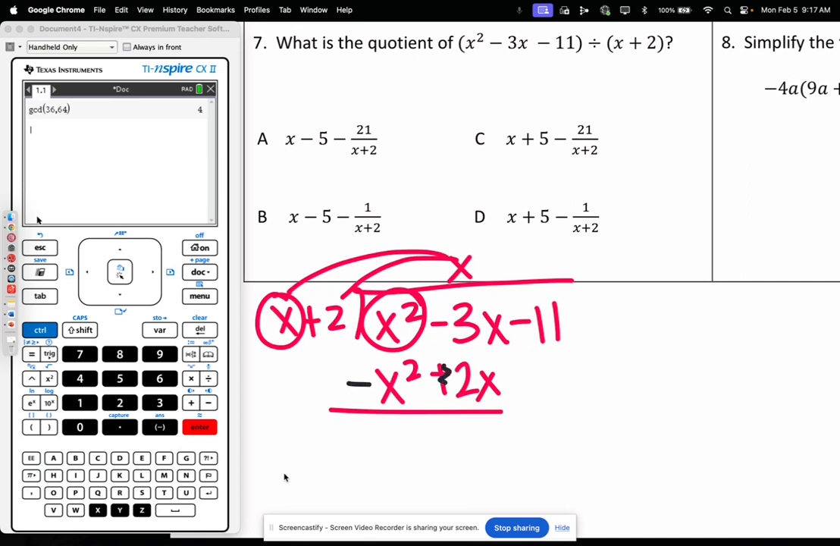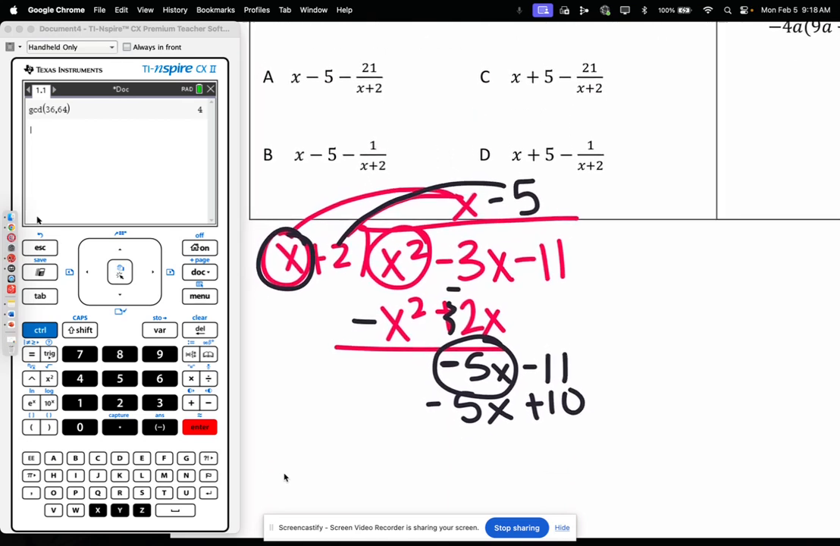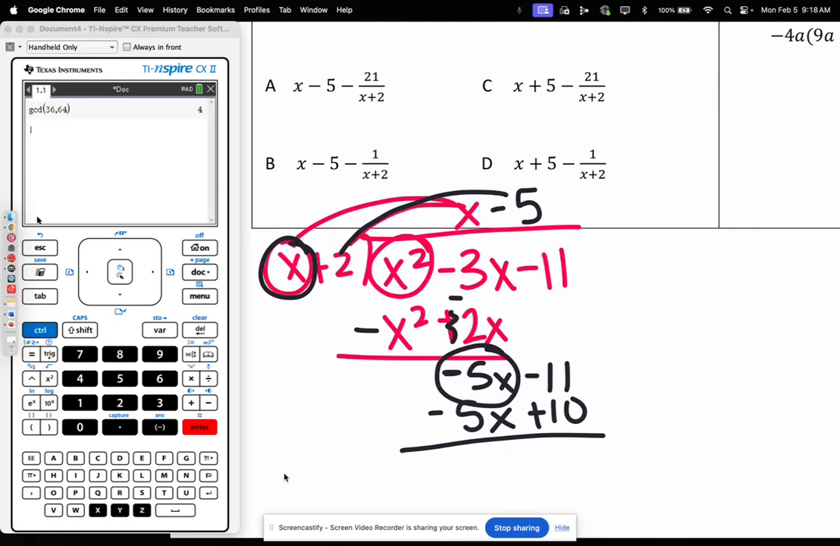Change your signs. Negative 5x minus 11. And then divide your current first terms. Negative 5 times x is negative 5x. But you also have to do it on the negative 2x. So plus 10. Change your signs. That is where we struggle sometimes.